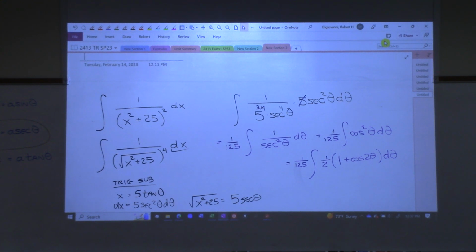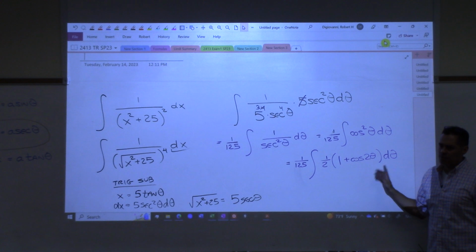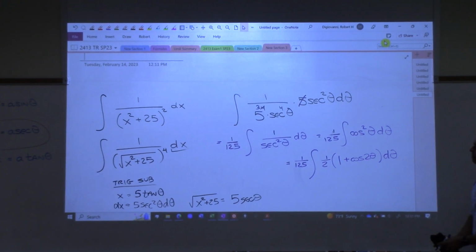Guaranteed, without question, you will get a cosine squared or a sine squared on your test. Somewhere in some problem, you will have to do this step. It's going to happen, for sure. I just need you to know that that's something you can do.